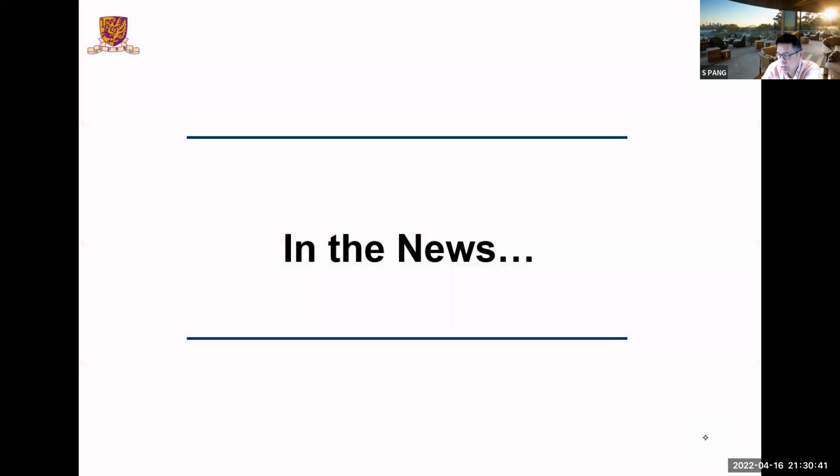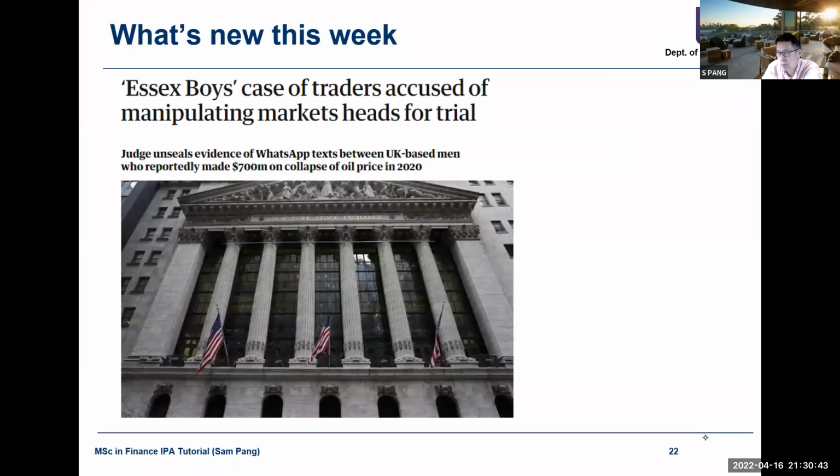But this week, I picked this up 2 days ago. There was a news story in the Guardian and the Financial Times about a group of traders in the UK who are now being extradited.